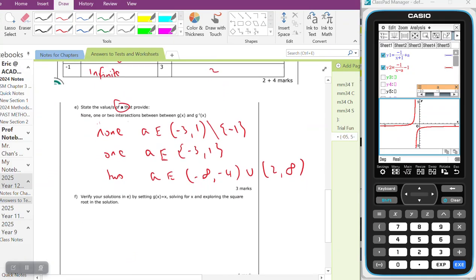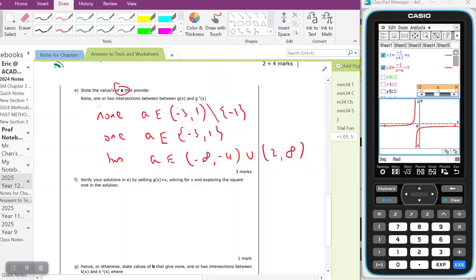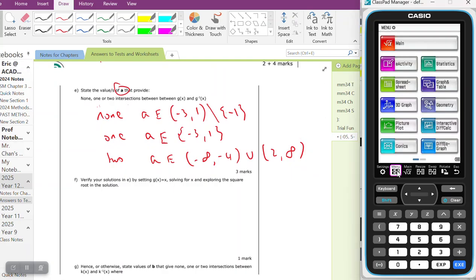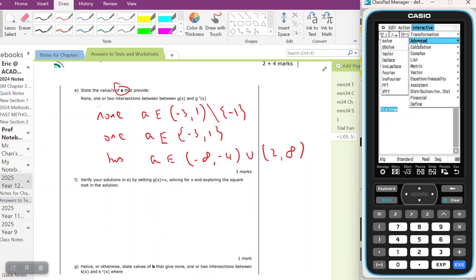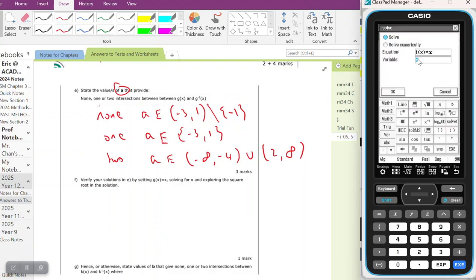Verify your solution by setting g(x) equal to x. We can do that. Go to the main menu. I used f(x), so I want f(x) equaling x. Remember, the intersection between the inverse and its original is the same as either one of the functions intersecting with y equals x. That's what we're doing. So Interactive, and solve for a.